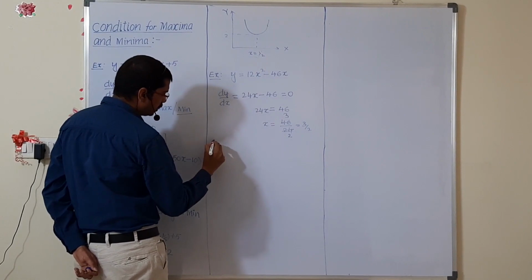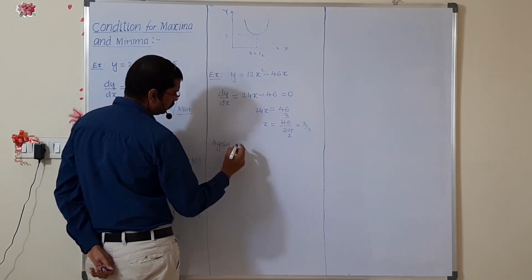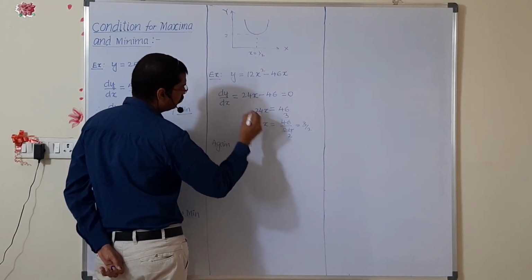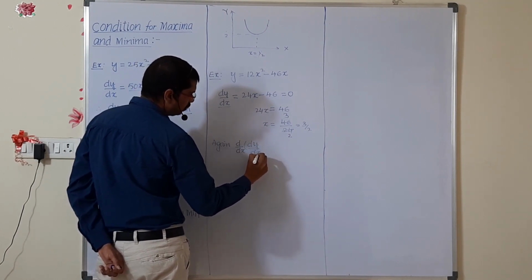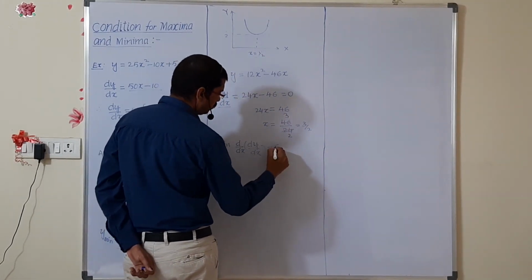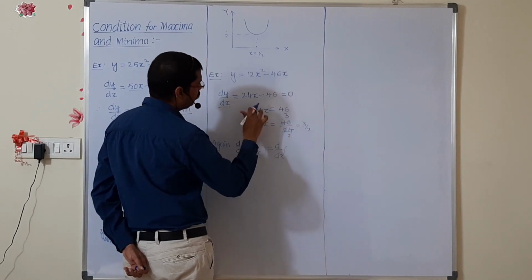Now again differentiation. Again d upon dx. What do we have to differentiate? This one, dy upon dx. That we can write as d upon dx. What is the value we are getting?